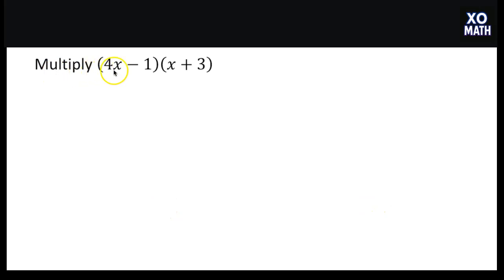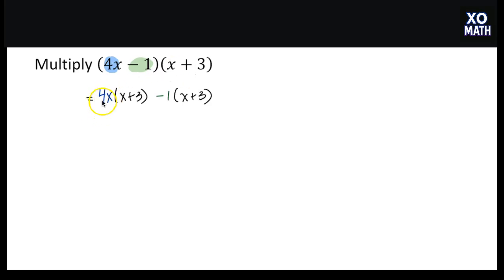Let's multiply the binomial 4x minus 1 times the binomial x plus 3. What we're going to do is take the first term, 4x, and multiply that by x plus 3. So we're going to have 4x times x plus 3. And then we're going to go ahead and take negative 1 and multiply that by x plus 3.